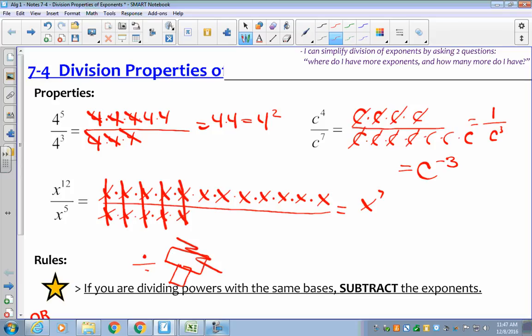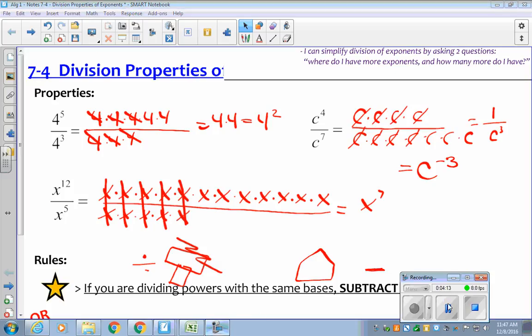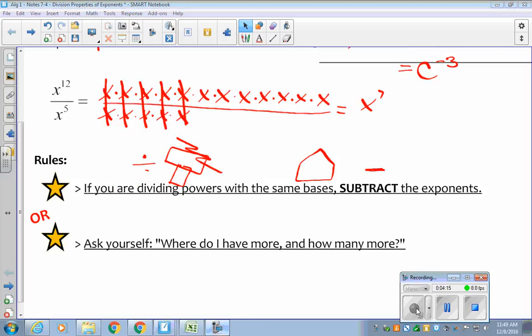So when you're dividing powers with the same bases, I used my little home plate to represent the base, we subtract the exponents. So guys, take a moment and write your symbols above this statement. Or you can ask yourself, where do I have more? And how many more? So like in this x to the 12th problem, we have 7 more on the top than we do on the bottom. So the answer is x to the 7th.